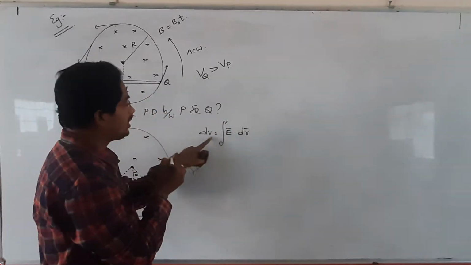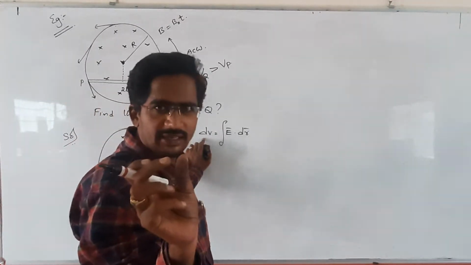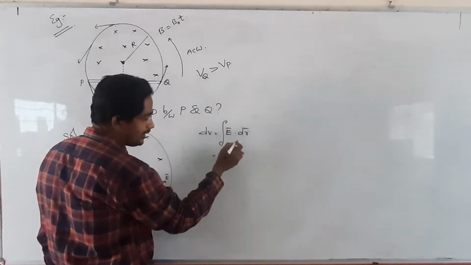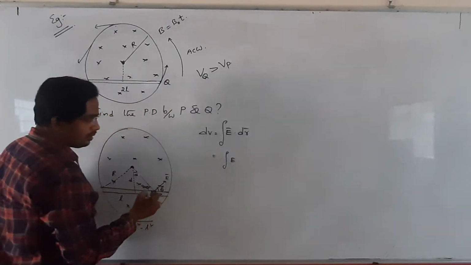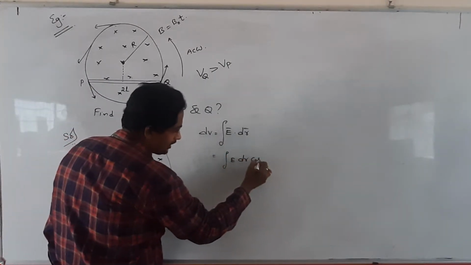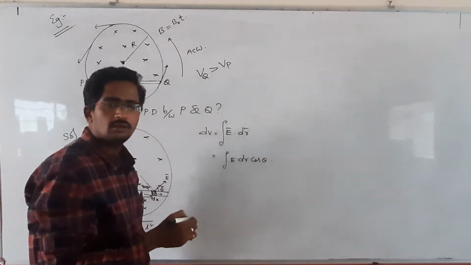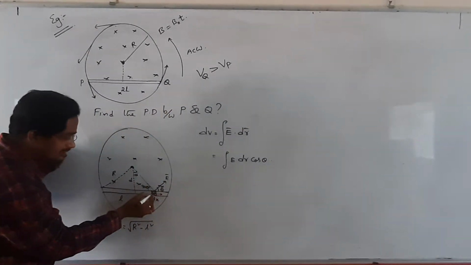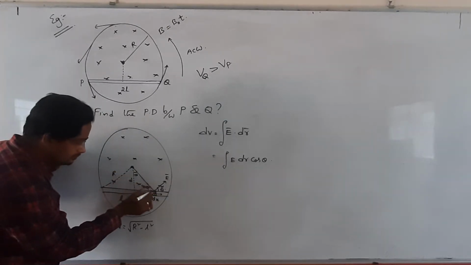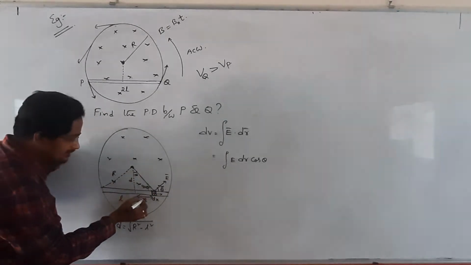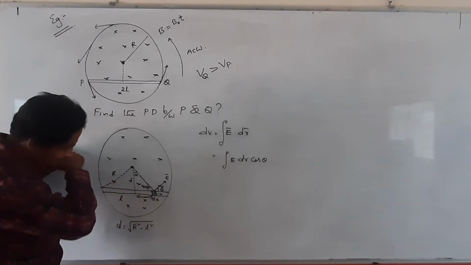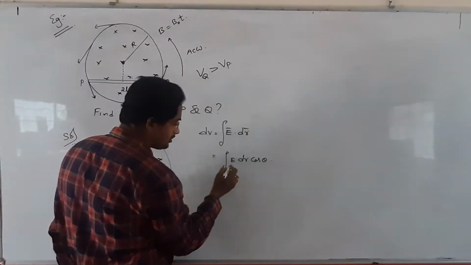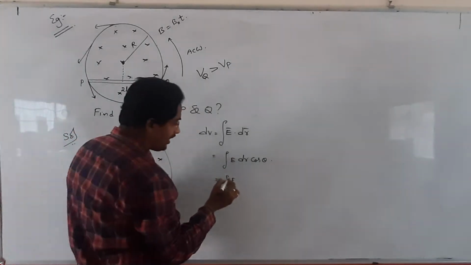Or you may write it as the potential difference across a small element, dV. How can we write its value? Integral E bar dot dr bar, E into dr into cos theta. What is the electric field intensity at this point here? This is at a distance of x here.